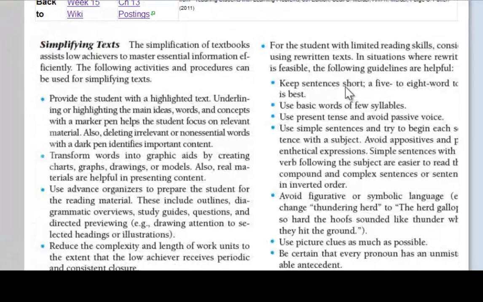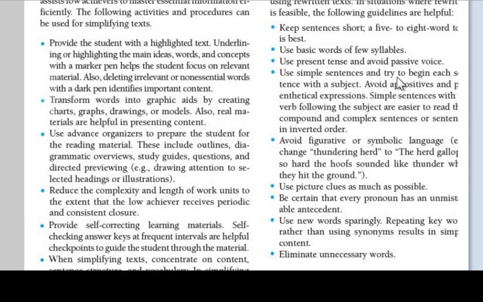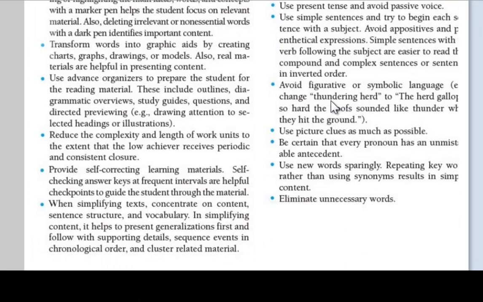Okay. Keep sentences short, 5 to 8 words. Basic words, a few symbols, not too big of words. Present tense, avoid passive voice that they may not understand. Use simple sentences. Try to begin each sentence with a subject. Avoid figurative or symbolic language, like thundering herd, the herd gallop, things like that. Use pictures. Simple as that. Pictures as much as possible. Be certain every pronoun has an antecedent, meaning what it refers to. Use new words sparingly, only if you've introduced them ahead of time, and eliminate unnecessary words.